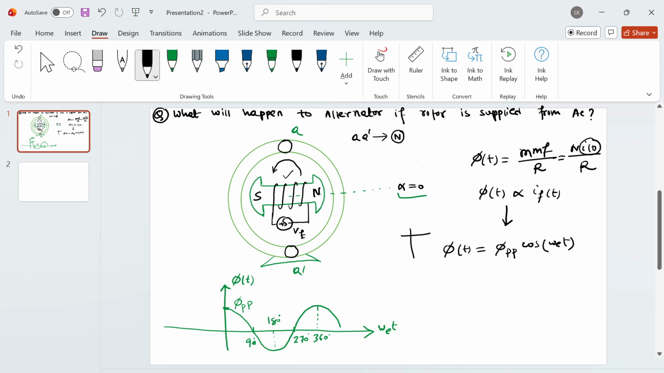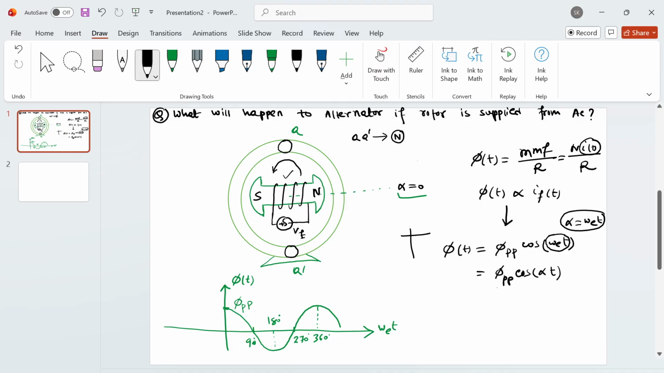This is what I was getting, and this omega e t, as I mentioned at that time, is nothing but alpha. Alpha is nothing but omega t, because after t time your rotor will rotate and achieve some angle. So that angle is nothing but alpha equal to omega t. So you can also represent it this way: flux per pole cos alpha t. Okay, I'll explain why this alpha is important.